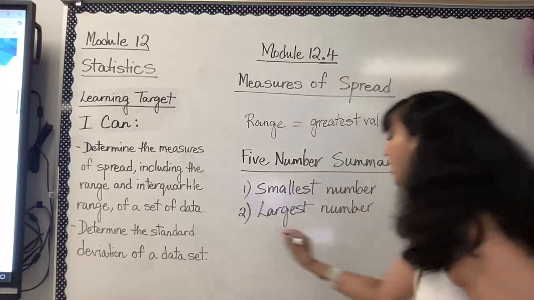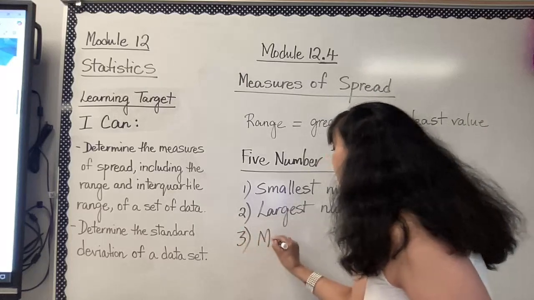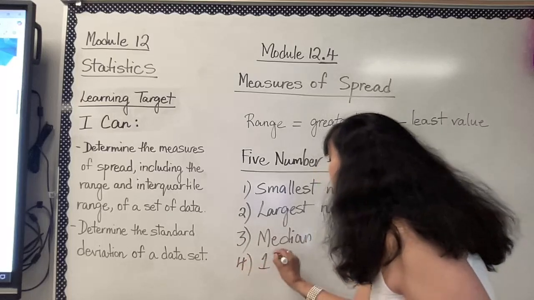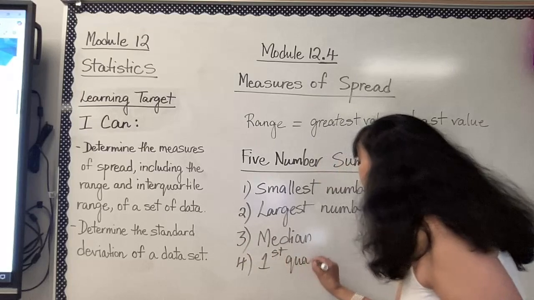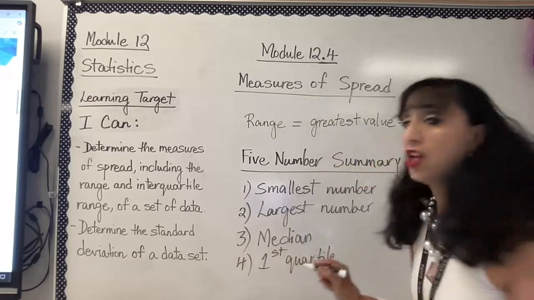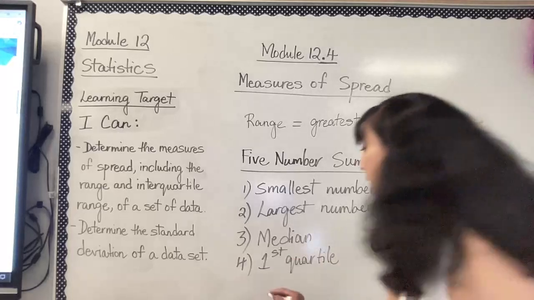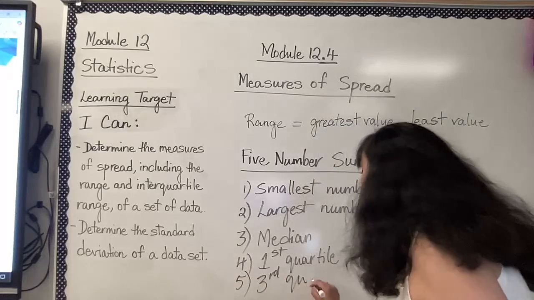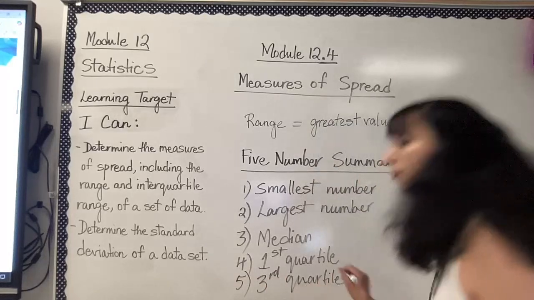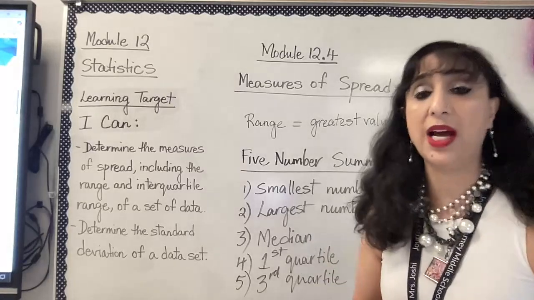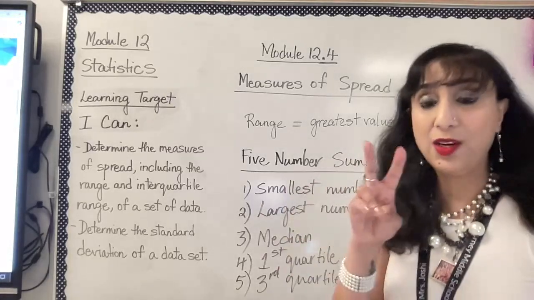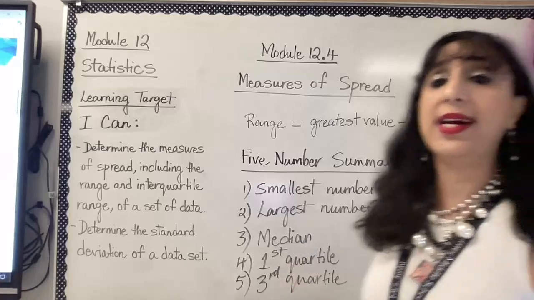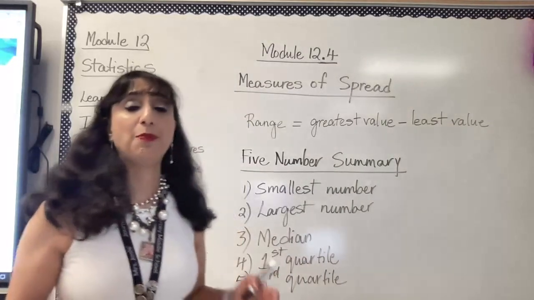Okay, I need to know the median. I need to know the first quartile, which is also called the lower quartile, and I need to know the third quartile, which is also called the upper quartile. Remember, median is the second quartile. And so these are the 5 numbers that are required to plot a box and whisker plot.